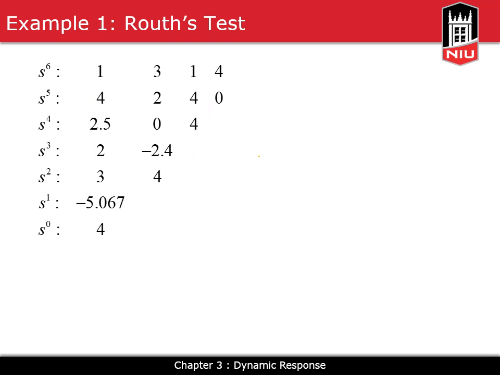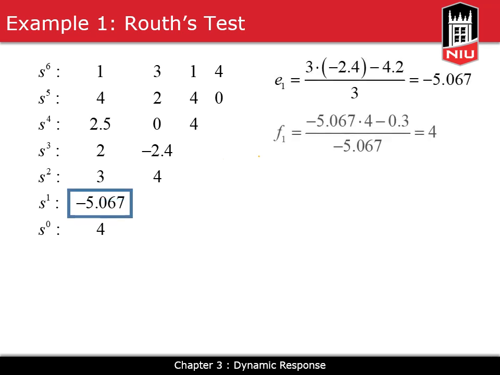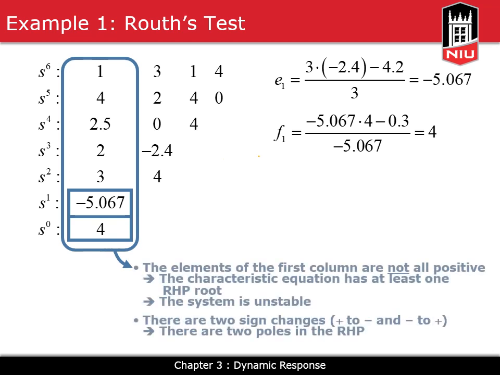As you can see, all numbers in the first column. By the way, the formulas for finding E1 and F1 are over here. Next, we'll look at the first column. As you can see, if we start from the top, we see 1, 4, 2.5, 2, 3. They're all positive. Then we get to a negative number, from 3 to negative 5. And then from negative 5 to 4, another sign change. So we are seeing two sign changes if we go from the top to the bottom of the first column. That means the system is unstable and it will have two poles in the right half plane. That is the result of using the Routh array in this example.